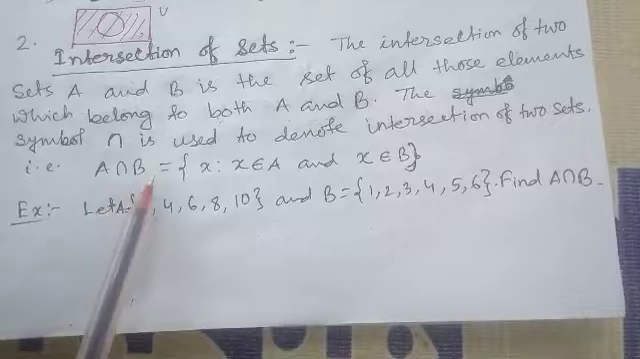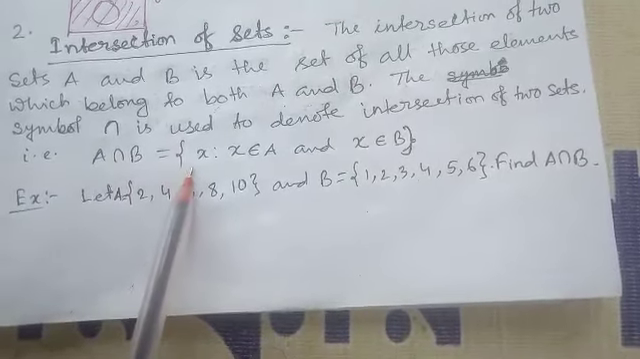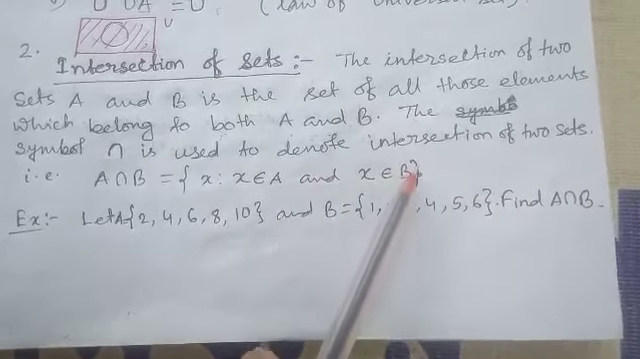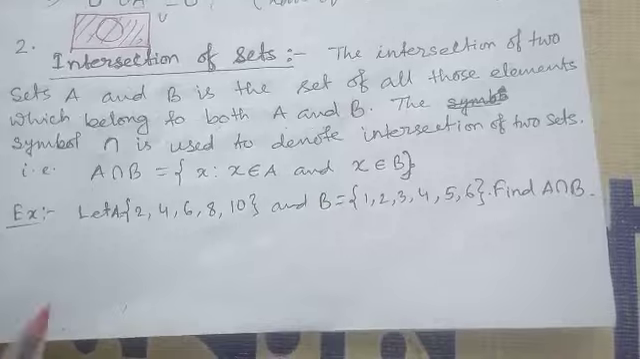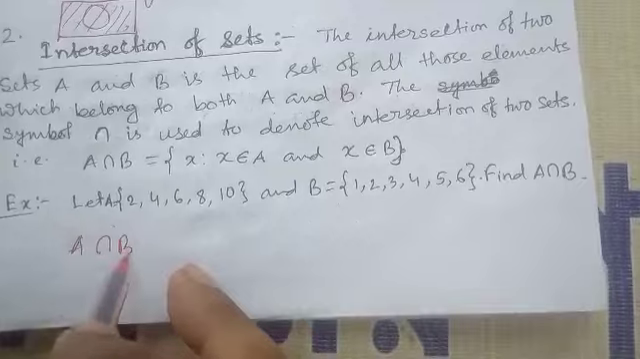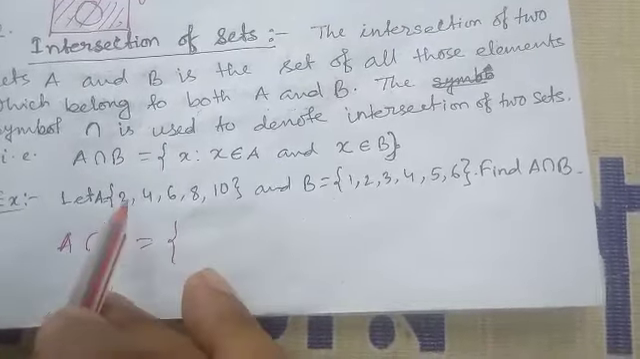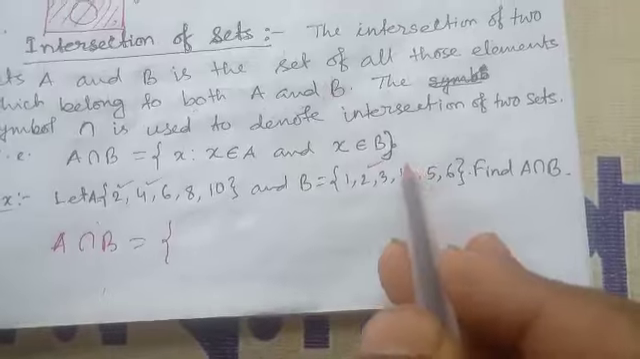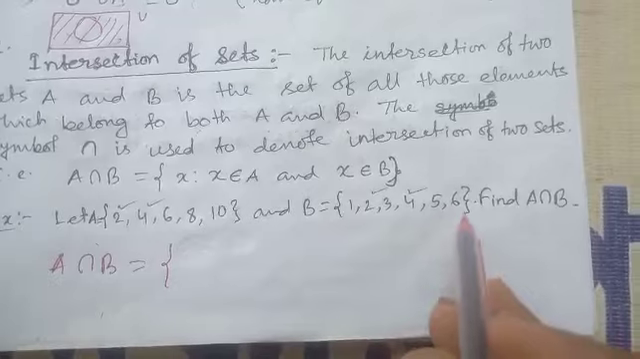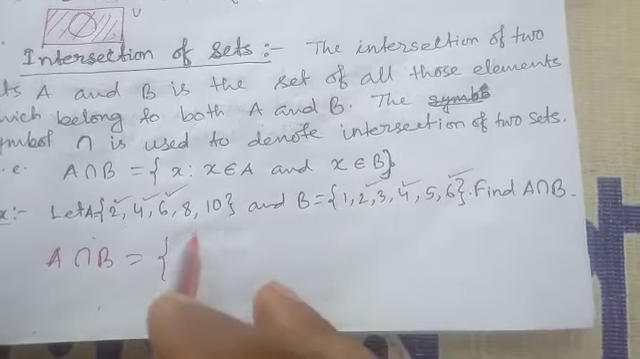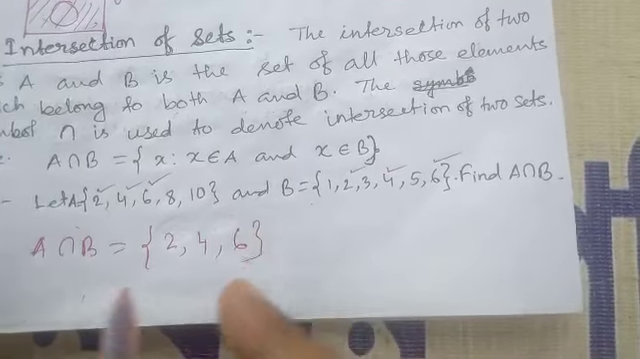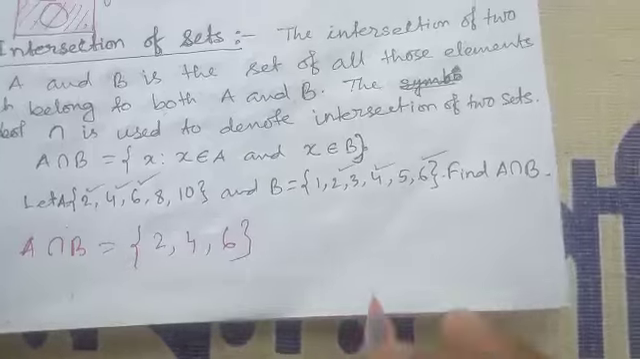And you write A intersection B equals X such that X belongs to A and X belongs to B. That means common elements. Here, for example, A is a set and B is another set. So A intersection B equals which elements are common? Here 2, here also 2; here 4 also; no other elements are common. 6 also here, 6 also here. So only 3 elements are common: 2, 4 and 6. So A intersection B equals 2, 4, 6.